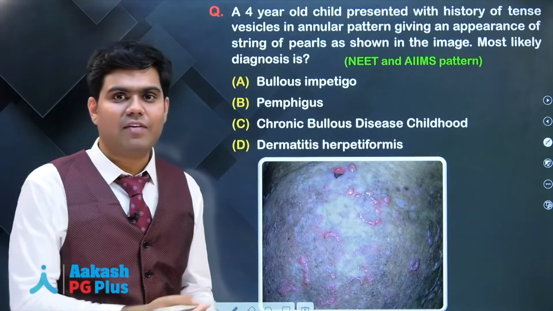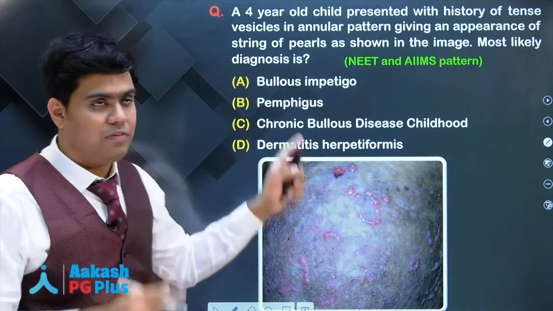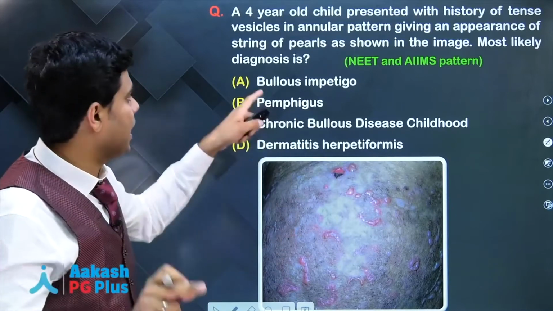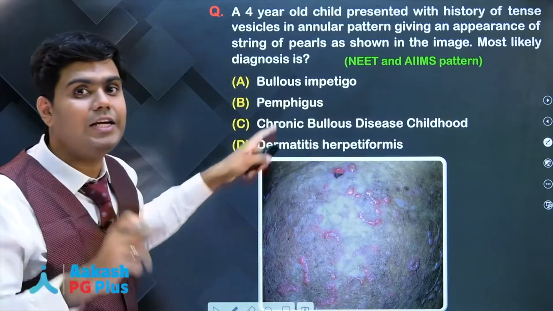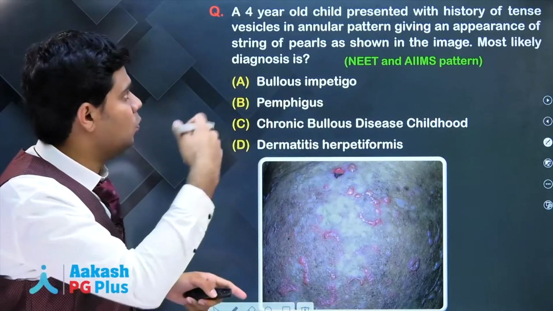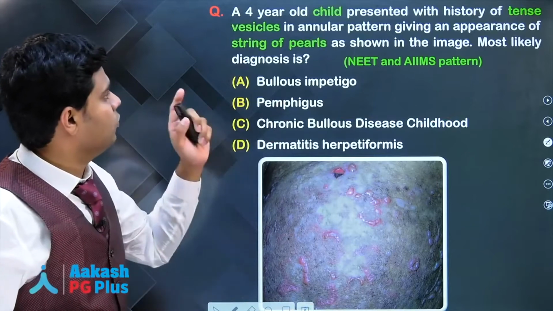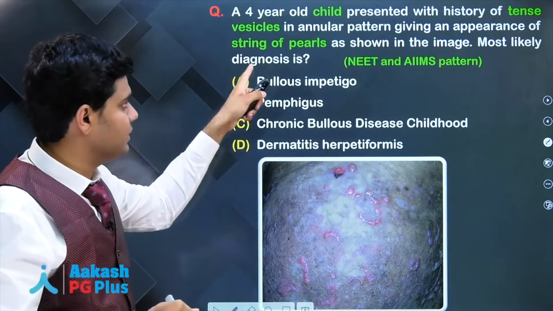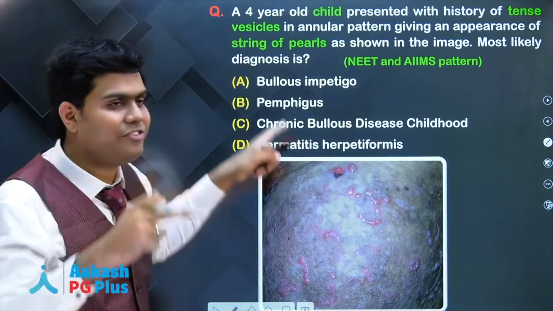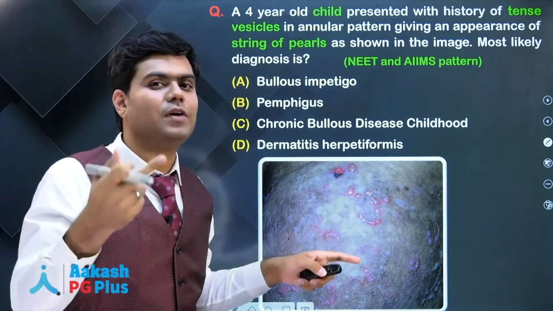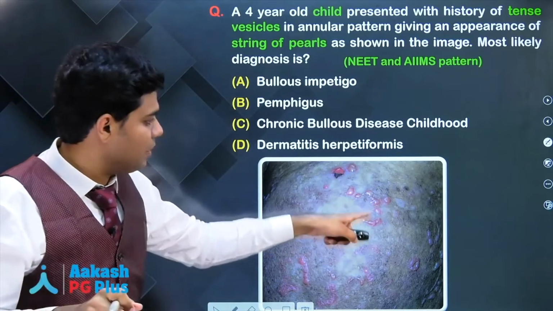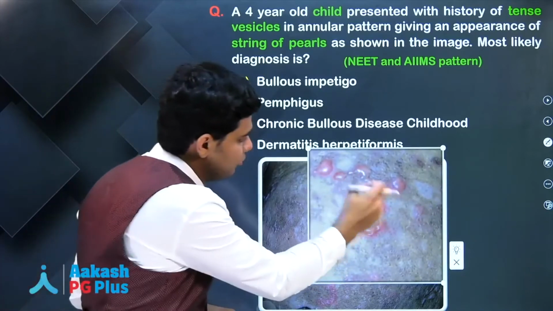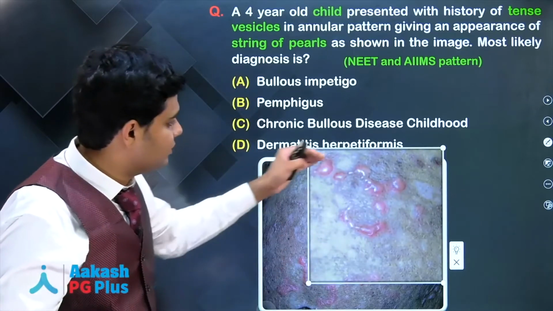So come on, we have another scenario for you. We have a lengthy question with an image and 4 options. Now always look at the last line. The question is asking for the most likely diagnosis. So we have to look for the clues in the question. What are the clues? The patient is a child presenting with tense vesicles and having an appearance of string of pearls. String of pearls, remember we have just discussed. As you can see in the image, we have some annular pattern, small tiny tense vesicles with string of pearl appearance.